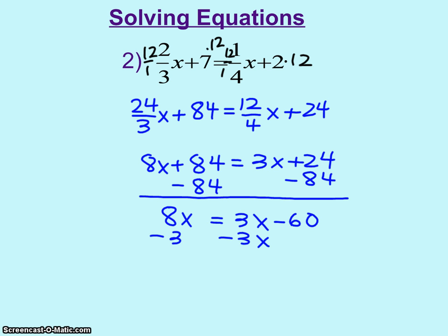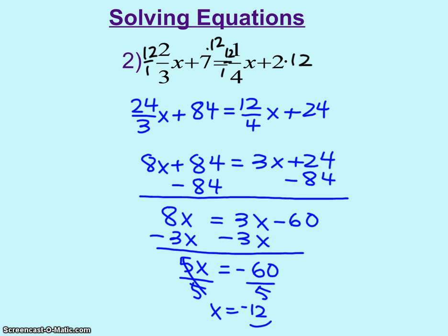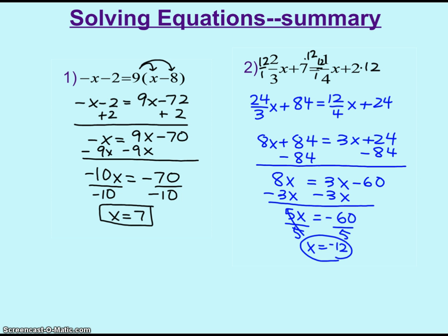Subtract 3x from both sides. And I get 5x equals negative 60. And my last step, I'll divide by 5. So x equals negative 12. And again, if you wanted to check your answer, plug in negative 12 for x here and here, and make sure that the left side equals the right-hand side of the equal sign. Okay, in summary, this is what your note should be looking like. Notice the similarities in the 2 problems. And let's move on to the next topic.